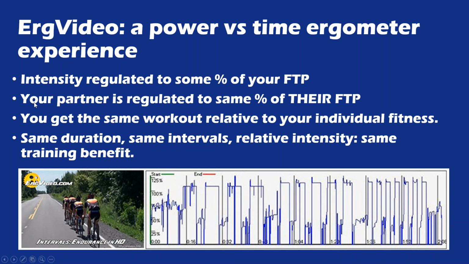Your partner. ErgVideo was developed so that you can ride easily with a partner or a large group of people. My goal was that everyone gets the same workout. Everyone starts at the same time. Remember, it's power versus time. So if it's a 1 hour workout, everyone's done in an hour. It's not like the guy who's fastest is done sooner, like in a distance workout. So your partner is regulated to the same percentage of their own FTP. When the target here looks like about 110%, everybody in the room is at 110% of their own FTP.